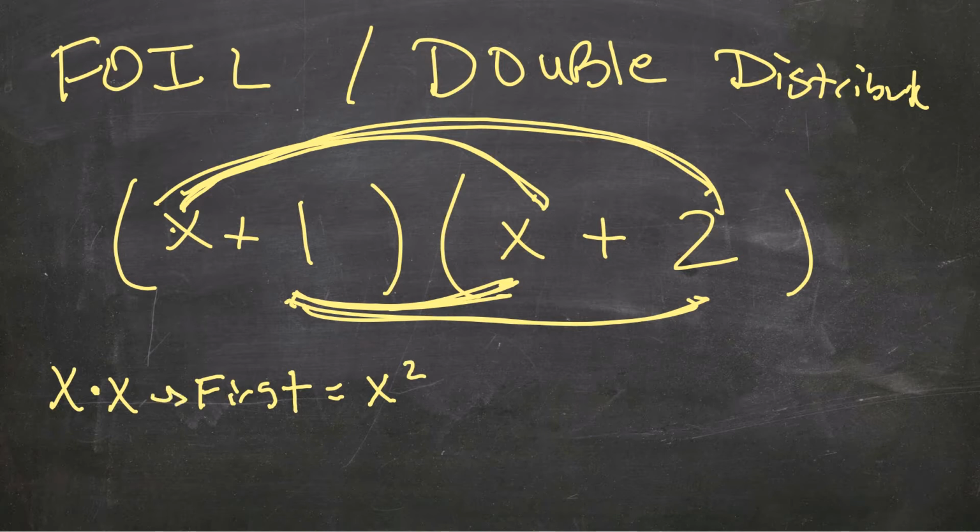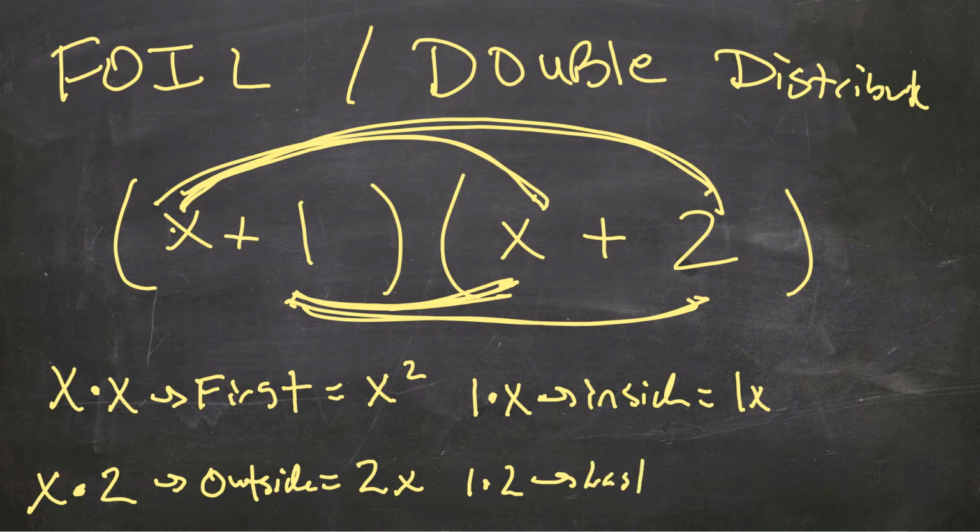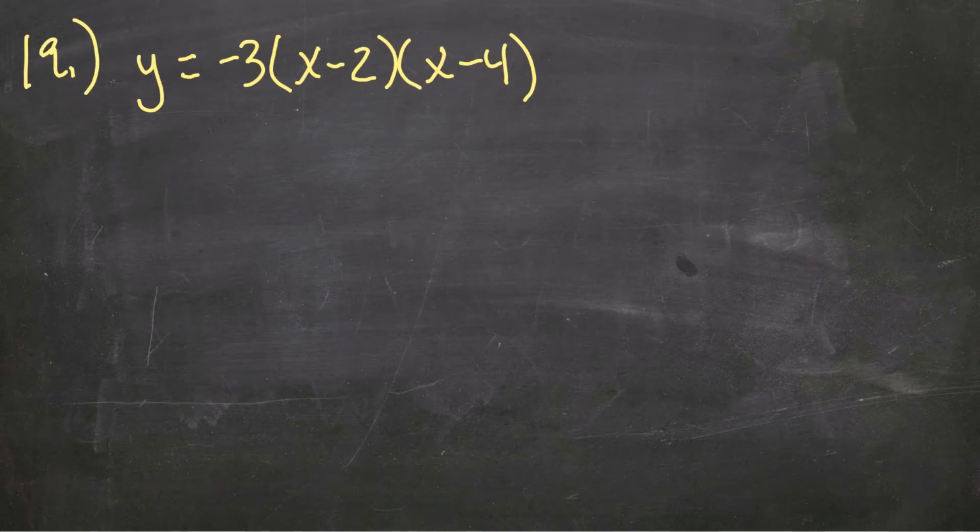Alright. Then x times 2 would be the outside, which is 2x. The inside would be 1 times x, and that's 1x. And 1 times 2 are the last two, and that's just 2. And then you would just combine them all together, and you end up with x squared. 1x and 2x is 3x. See how those are like terms? Plus 2. Alright, and that's it. That's how you FOIL.